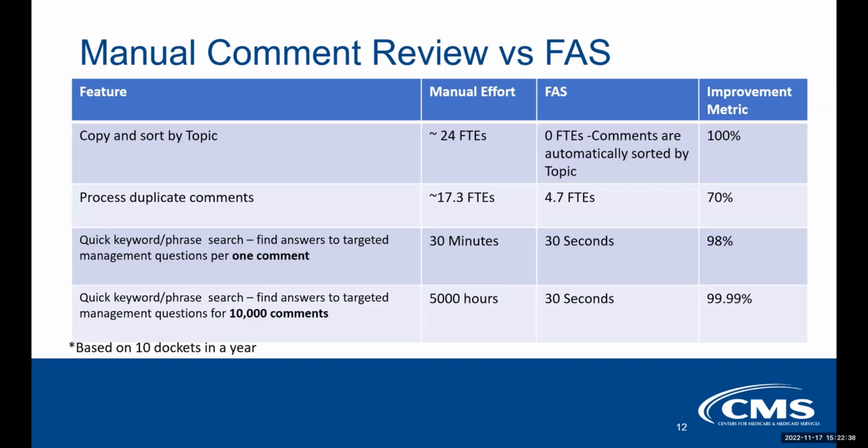Let's look at the search. Just the search feature, I'll pick on just one of them: the ability to find target words within particular comments. Just reading through each comment to search for a particular word could take about 30 minutes, maybe. If you use search and replace in a Word document, you still have to download and then do that. Within the FAS system, this is a matter of seconds.